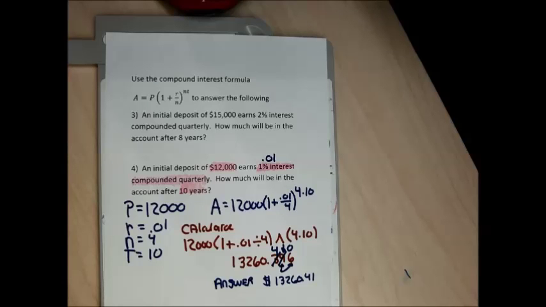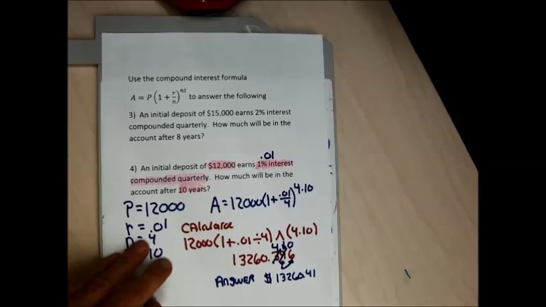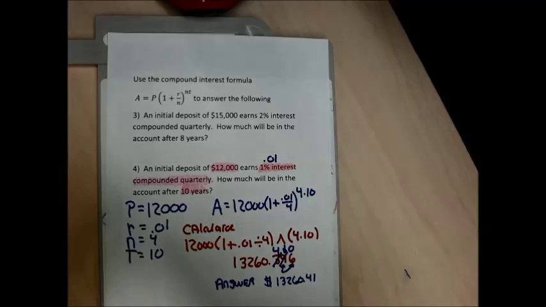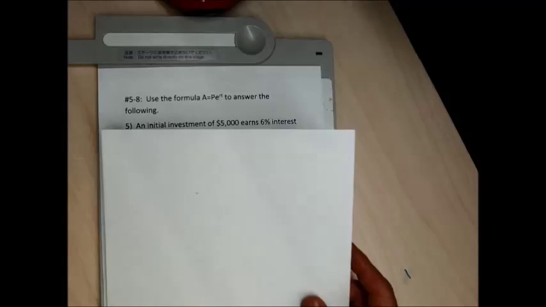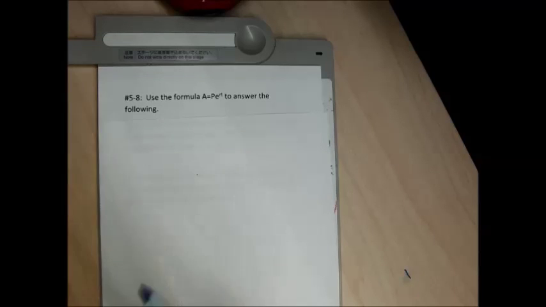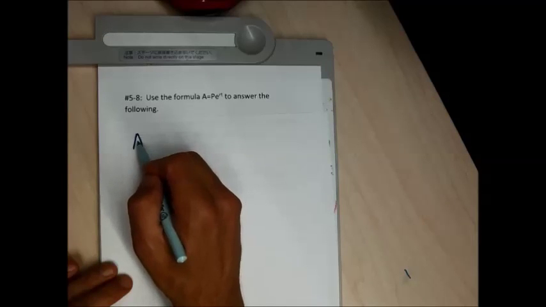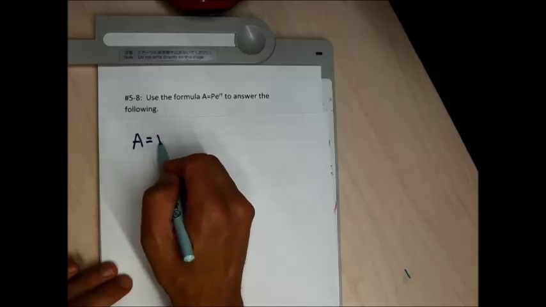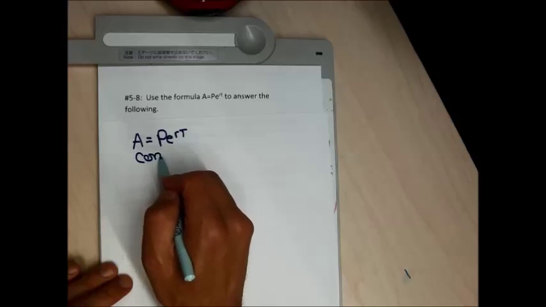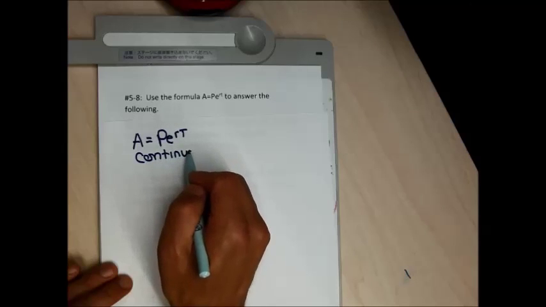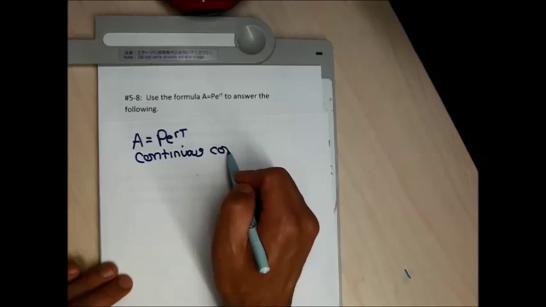All right, so the first 4 problems use the compound interest formula. The second group of problems use a different formula, and it's called the continuous interest formula. So in problems 5 through 8, there's a new formula presented, and I call this the continuous compound interest formula. So this formula for 5 through 8, A equals P e to the rT, we call this the continuous compound interest formula.